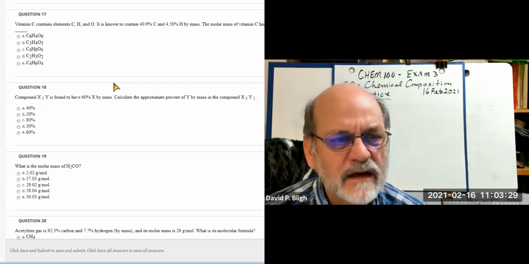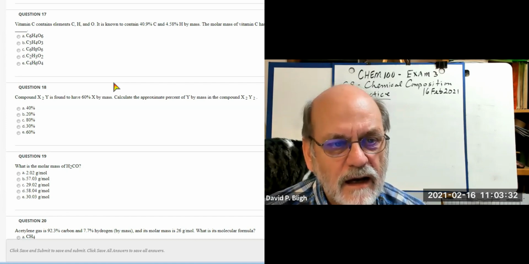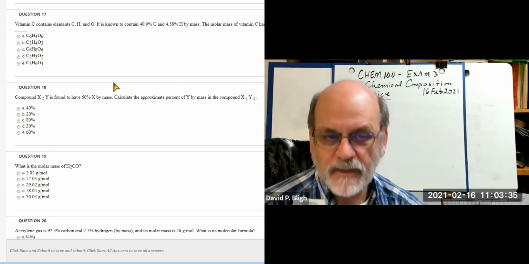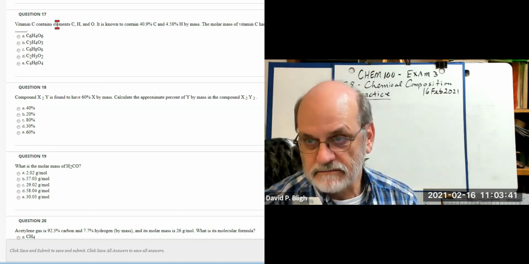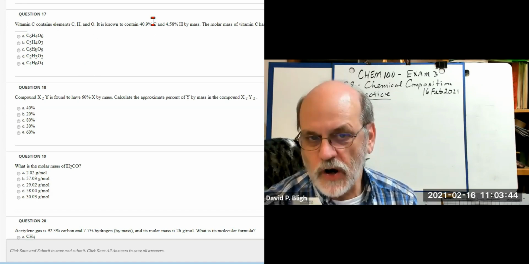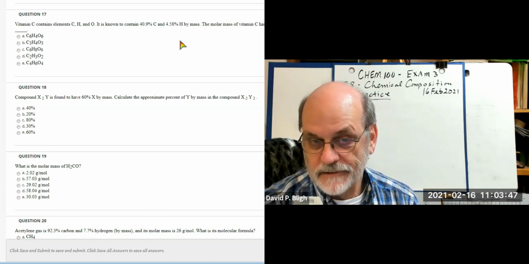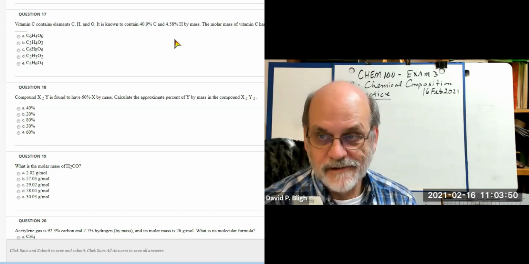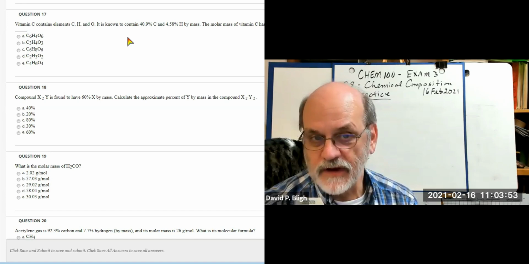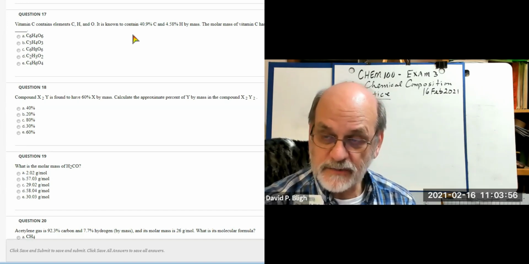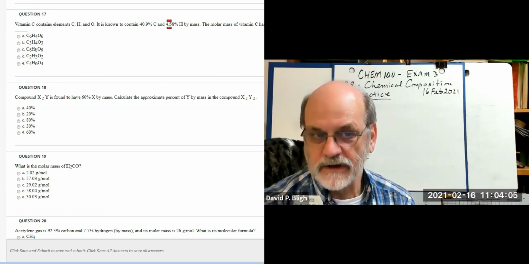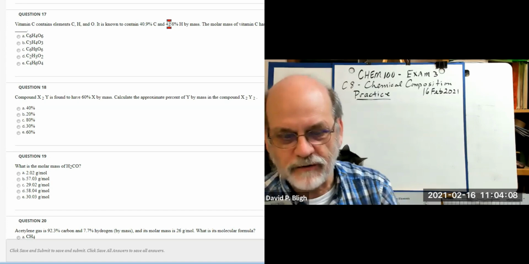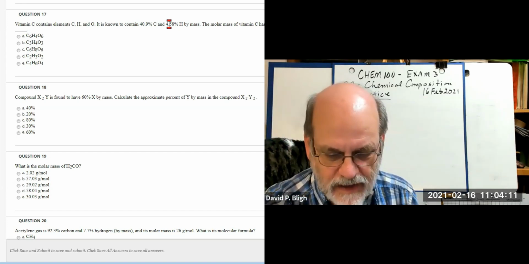Now let me see. Yep, I'll give you a hint. It says you have carbon, hydrogen, and oxygen in vitamin C, but it only gives you values for carbon and hydrogen. So how do you find the oxygen? Well, it says that there are only these 3 elements in there. If it gives you 2, then the other one has to be what's left over, right? So you subtract 40.9 plus 4.58 from 100 to get your oxygen. Okay, so I'll let you take it from there. And starting now.